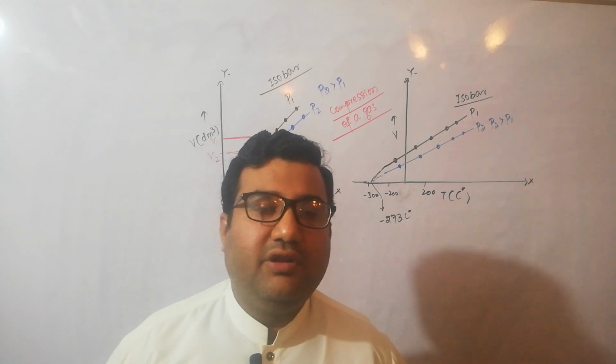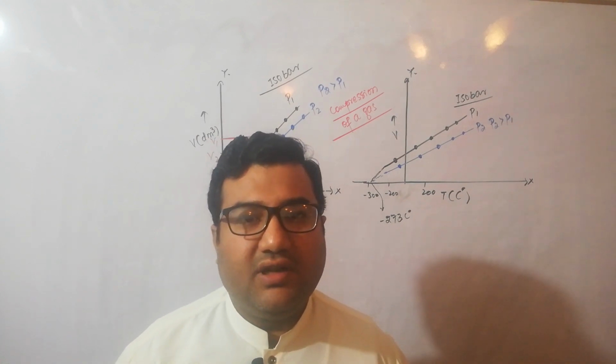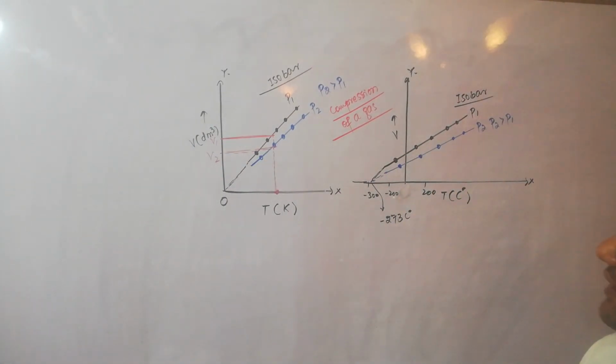which simply shows that it is correct that the volume of the hypothetical gas will become 0 at minus 273 or 0 Kelvin, but practically it is impossible. So that is the graphical explanation of Charles law.